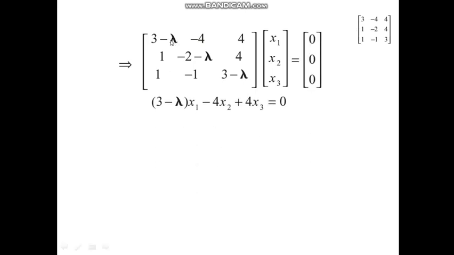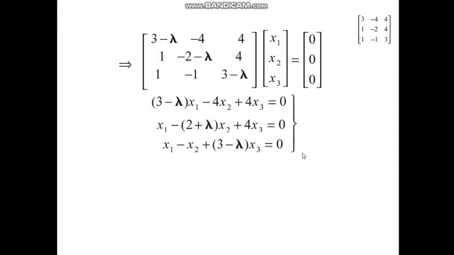First equation will be (3 − λ)x1 − 4x2 + 4x3 = 0. Second equation will be x1 + (−2 − λ)x2 + 4x3 = 0. Third equation: x1 − x2 + (3 − λ)x3 = 0. Denote this system of equations as equation number 1.